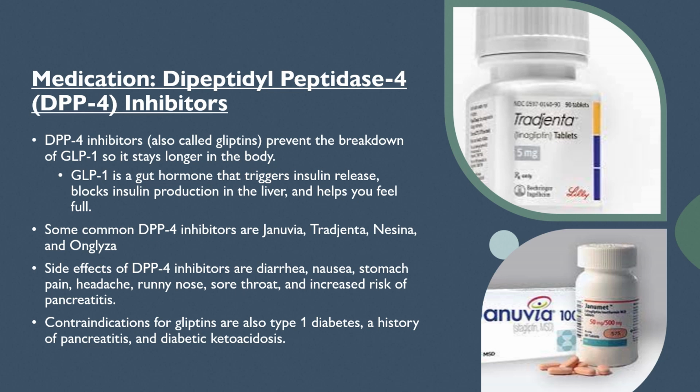Side effects of DPP-4 inhibitors are diarrhea, nausea, stomach pain, headache, runny nose, sore throats, and increased risk of pancreatitis. Contraindications for gliptins are also type 1 diabetes, a history of pancreatitis, and diabetic ketoacidosis.